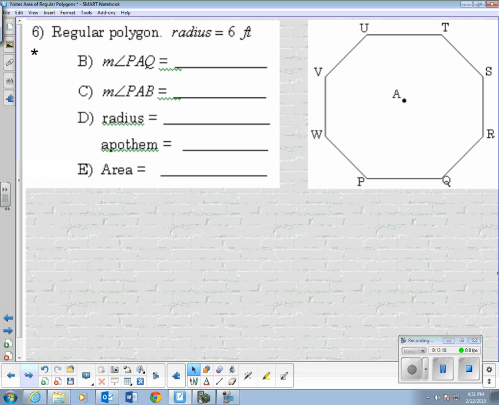All right, so here's what I want you to do. This is a regular polygon. Count your sides and stuff like that. Pause the video, work this problem, and then turn the video back on when you're ready to check your answer.